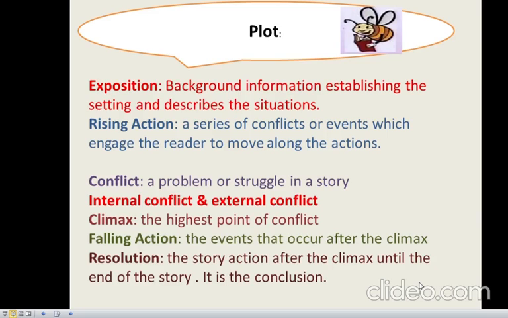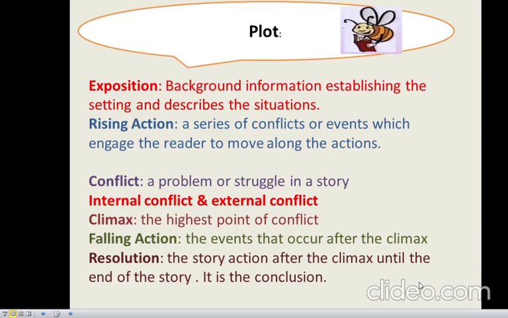So in exposition, somewhere we will find the setting of the story. It can be found in the first couple of lines, and it will have a little bit of introduction about the characters of the short story. Also, the characters are developed throughout the story, but in the beginning it tells us a little bit about those characters, and all these we can find in the exposition at the beginning of the short story.